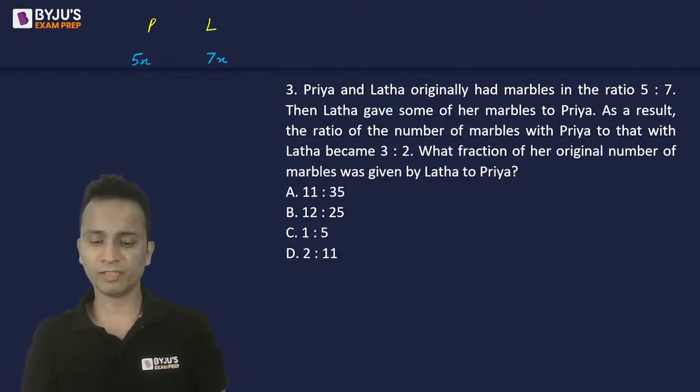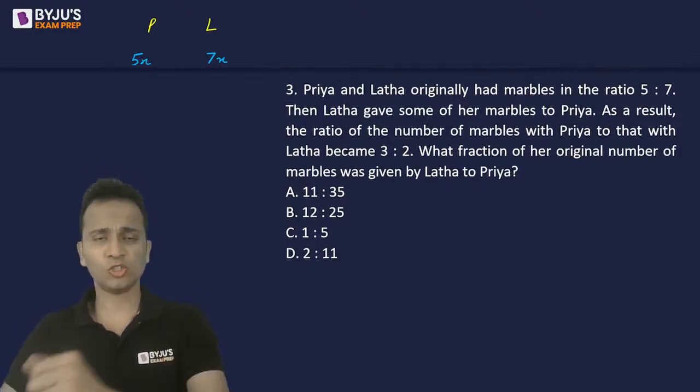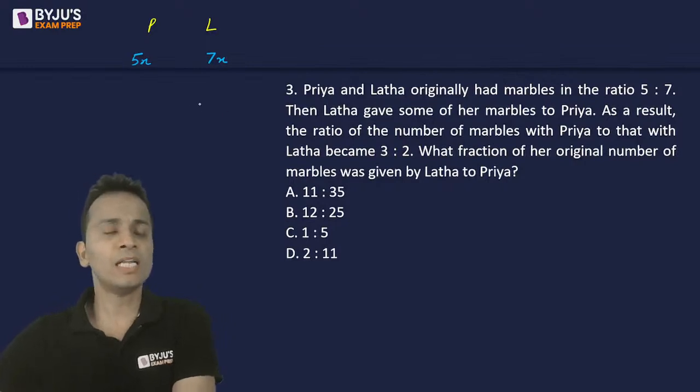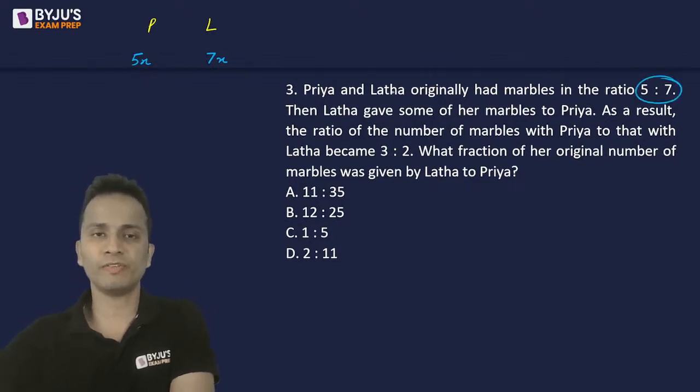Manish has given a quick answer. Good. Harsh Jindal, Mansh, Harsh, and Priyanshi, three quick answers. So let's start solving this. I'll assume the initial number of marbles with Priya and Lata as 5x and 7x because the ratio is given as 5 is to 7.